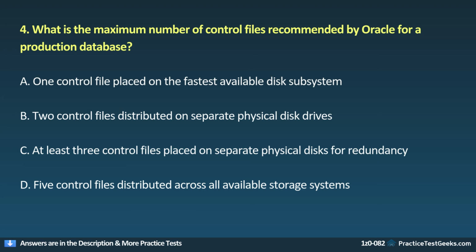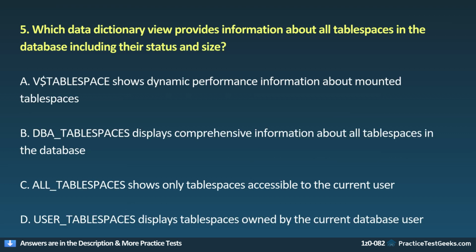C. At least 3 control files placed on separate physical disks for redundancy. D. 5 control files distributed across all available storage systems. 5. Which data dictionary view provides information about all tablespaces in the database, including their status and size?